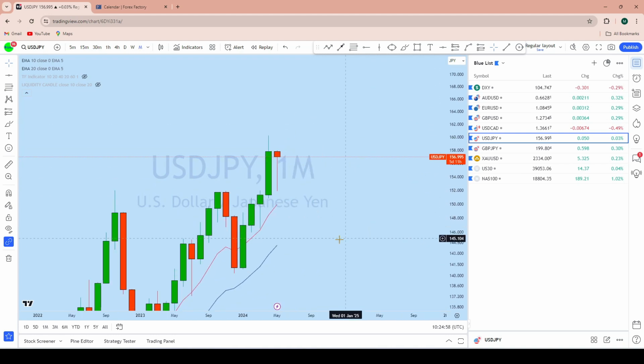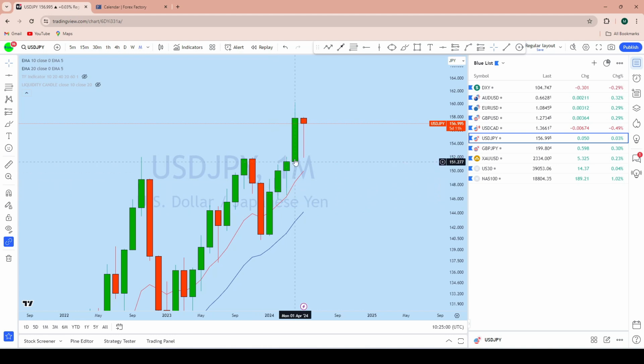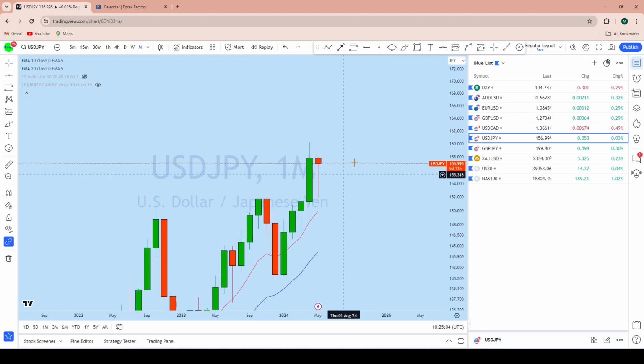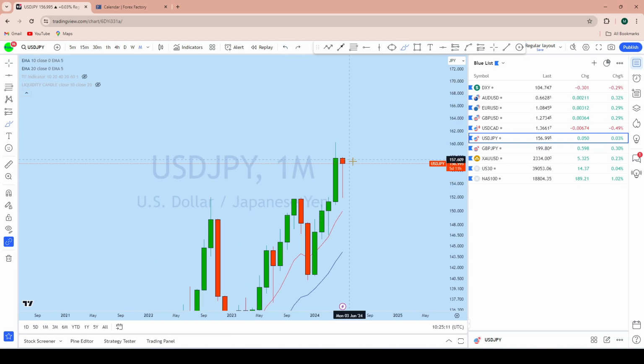As you can see, dollar yen in that area had four back-to-back months of strong bullish impulse, followed by a long wick candle here. We are expecting dollar yen's price to come down to fill that wick and then bounce back up to create a new higher high.